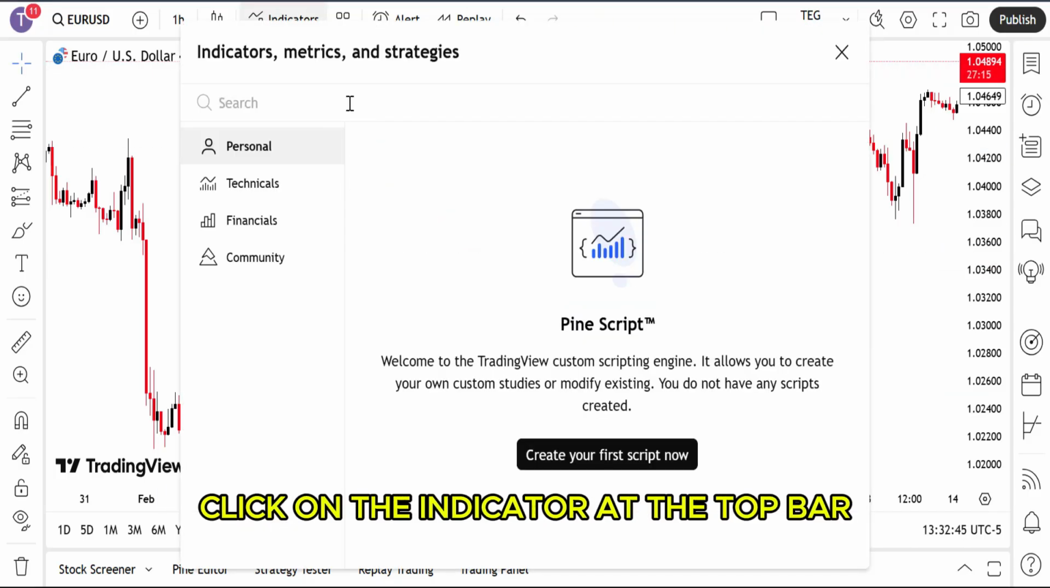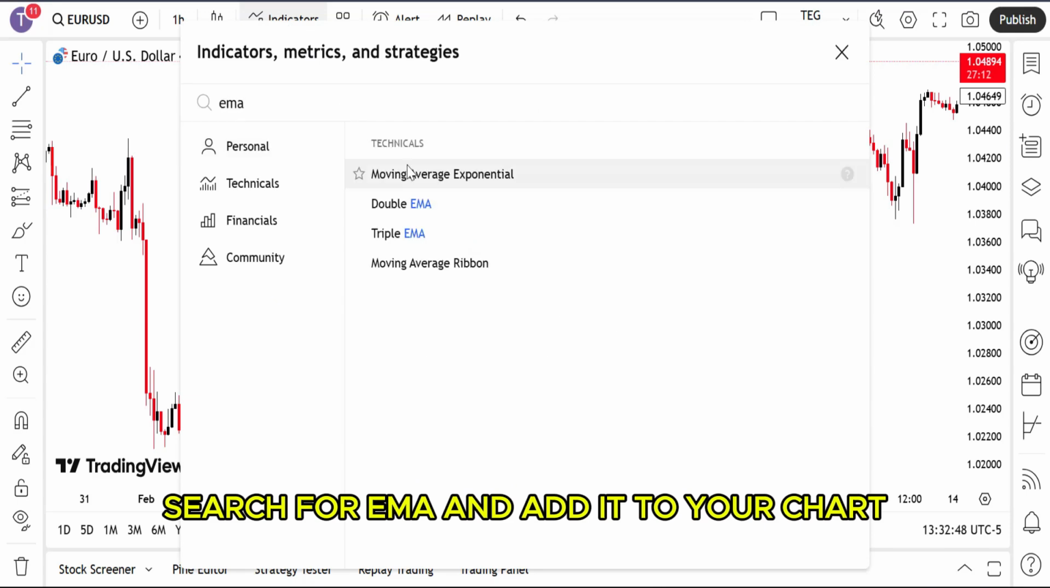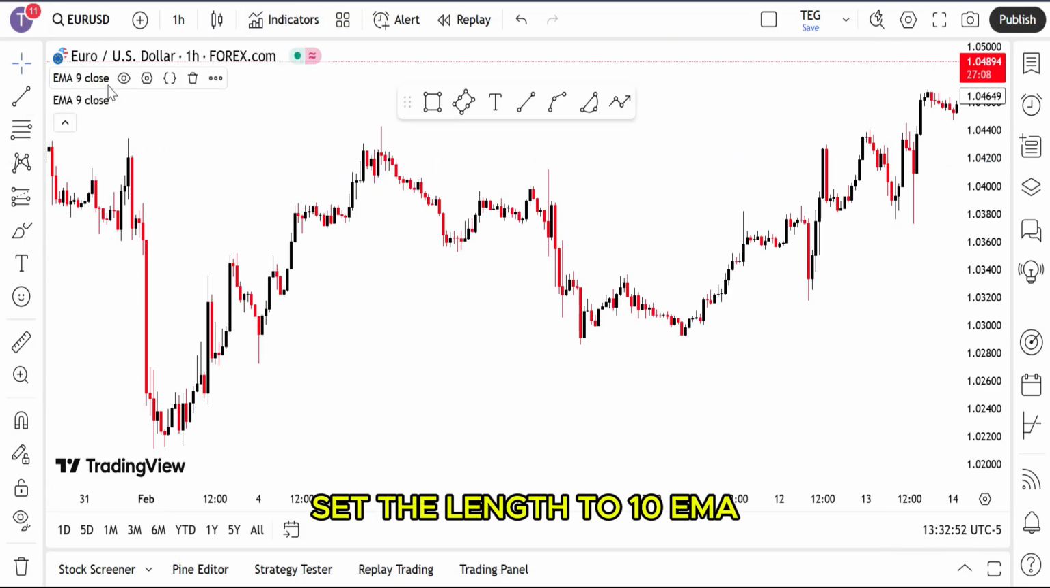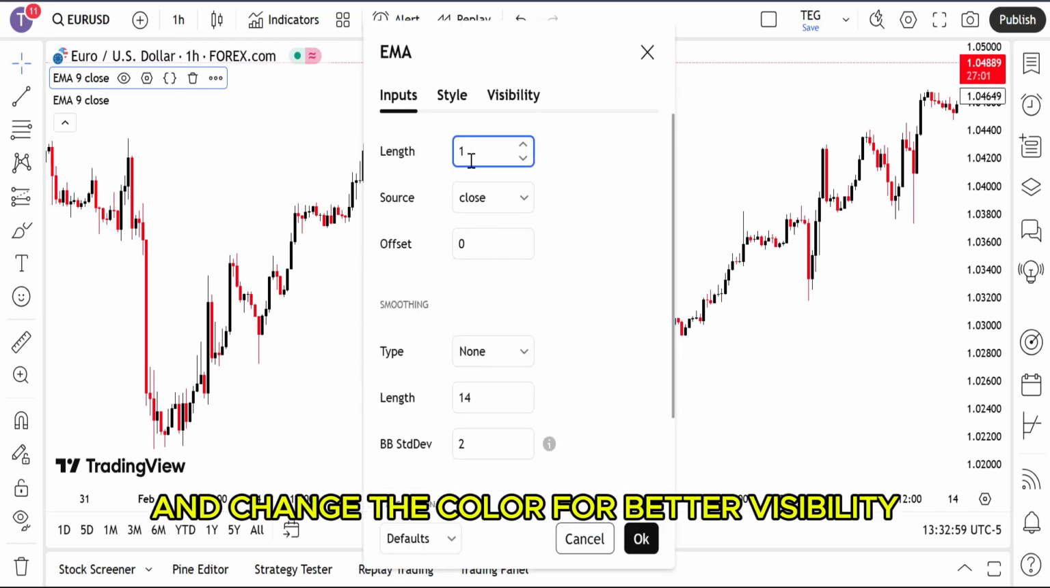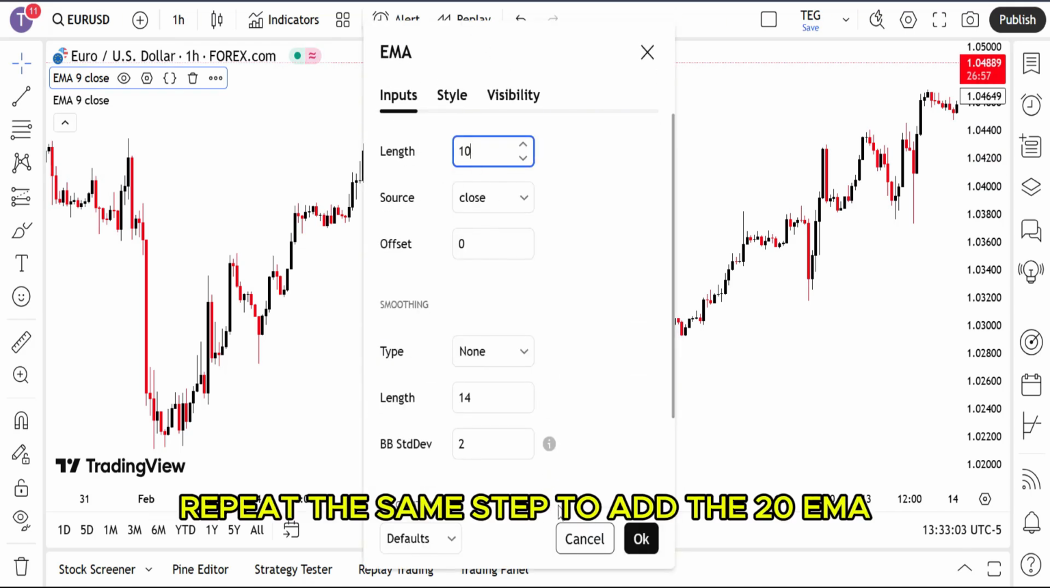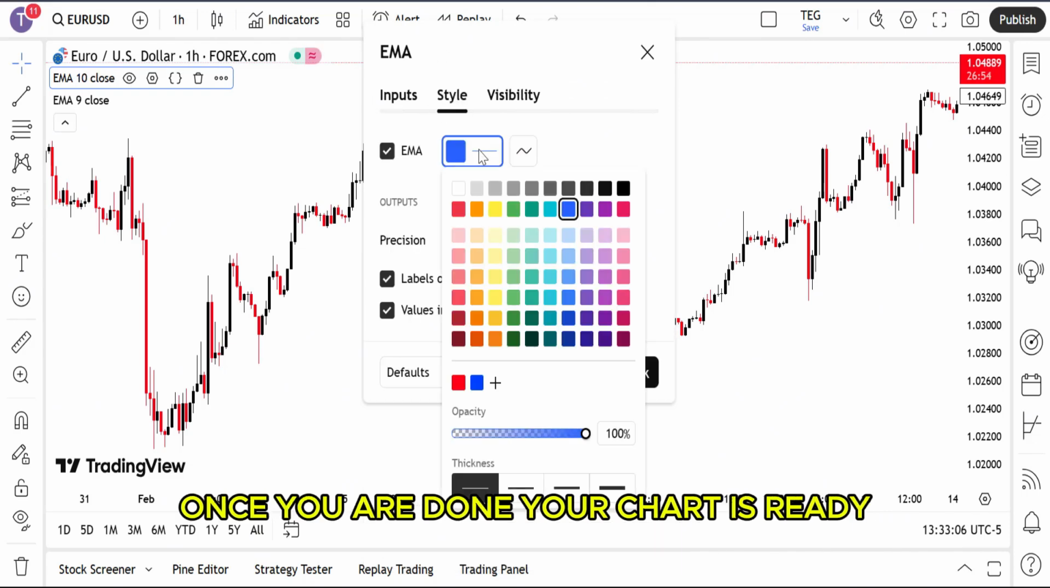Click on the indicator at the top bar, search for EMA and add it to your chart. Set the length to 10 EMA. Go to style to increase the thickness and change the color for better visibility. Repeat the same steps to add the 20 EMA. Once you are done, your chart is ready.